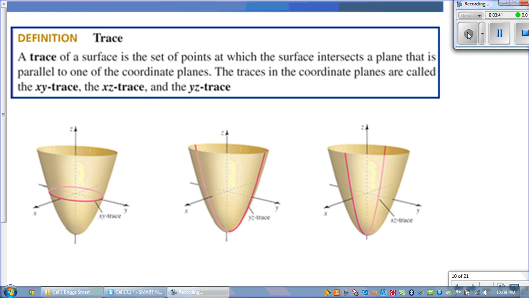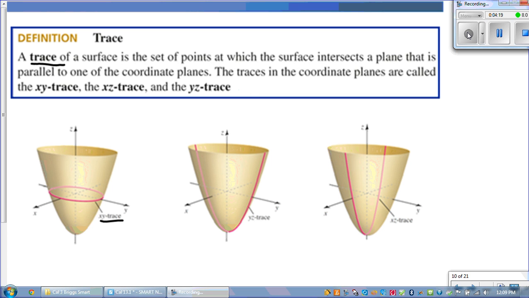A trace of a surface is the set of all the points at which the surface intersects a plane that's parallel to one of the coordinate planes. So for instance, in this first picture, we've got this paraboloid. The trace is that circle or ellipse where the paraboloid intersects with the xy plane. That's called the xy trace if we're intersecting the xy plane with the surface. So the xy trace is where this paraboloid intersects the xy plane. So it results in that red circle there.